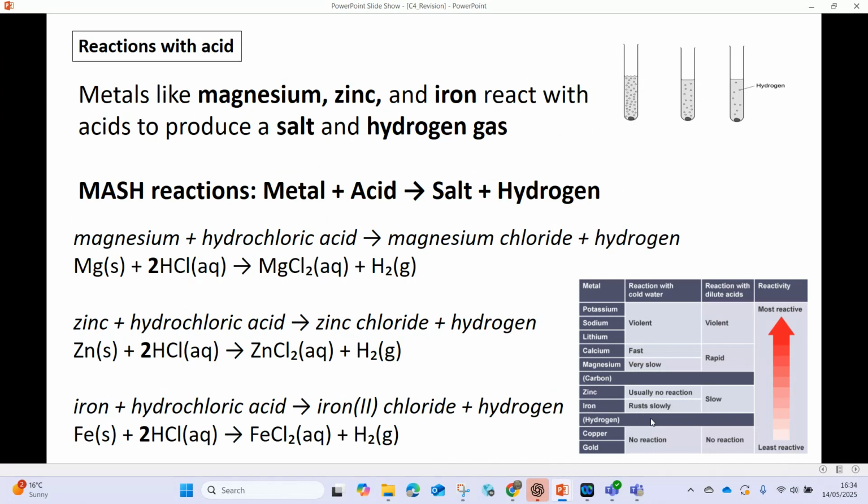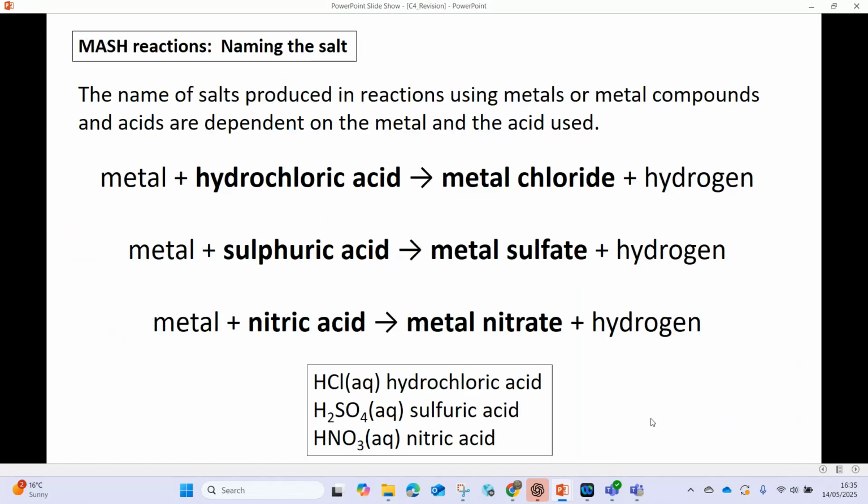If we look at specific examples of magnesium reacting with hydrochloric acid, you can say it makes the salt called magnesium chloride. Zinc, if you react it with hydrochloric acid, makes the salt zinc chloride, and iron with hydrochloric acid makes the salt iron chloride.